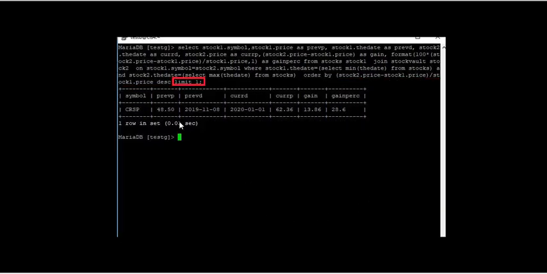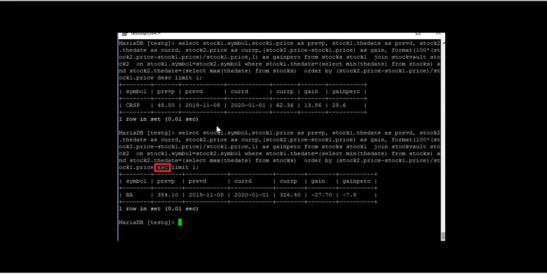Limit 1 would give me just the first record so I can see who gained. CRISPR is at $48. In those couple of months, it jumped up to $62. Of course, if I did it instead of as descending, if I did it as ascending, it would give me Boeing the biggest loser, $27 loss for 7%.